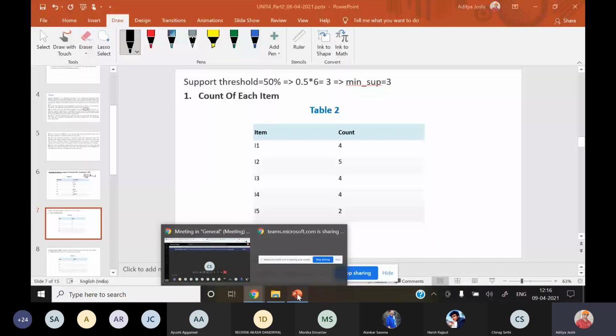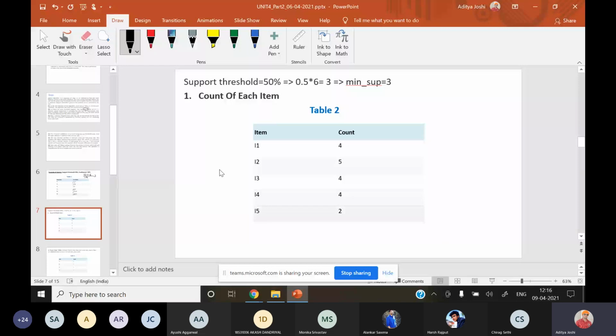So what is the next step? So we have done the initial step, meaning we have segregated the items and their count. Count means the number of times the item exists in the transactions, right? What is the second step? What will be the second step? The second step is prune, right?